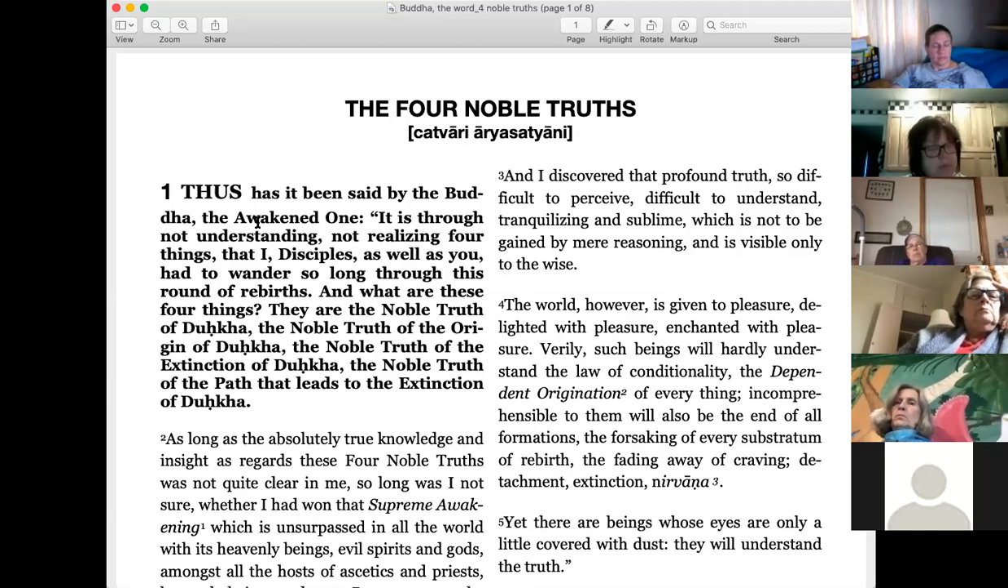And so it begins with, thus it has been said by the Buddha, the awakened one, it is through not understanding, not realizing four things that I, disciples, as well as you, had to wander so long through this round of rebirths. And what are these four things? They are the noble truth of dukkha, the noble truth of the origin of dukkha, the noble truth of the extinction of dukkha, the noble truth of the path that leads to the extinction of dukkha.